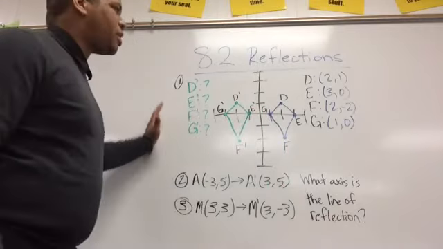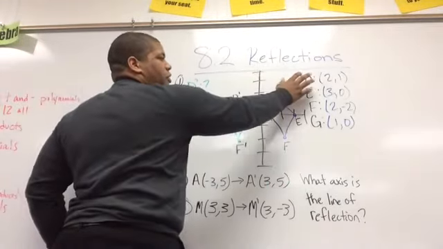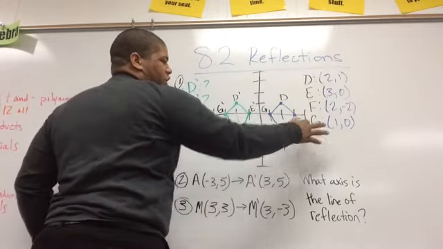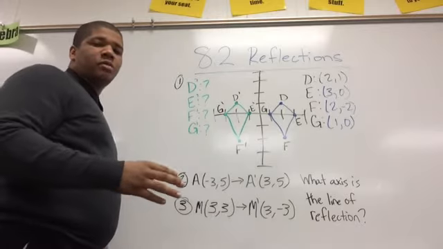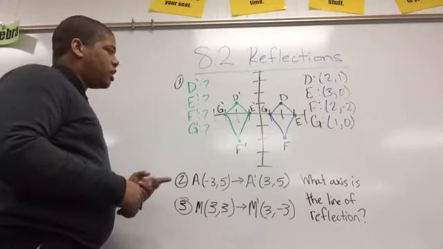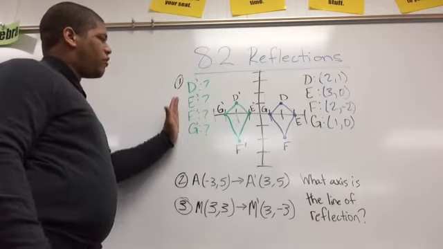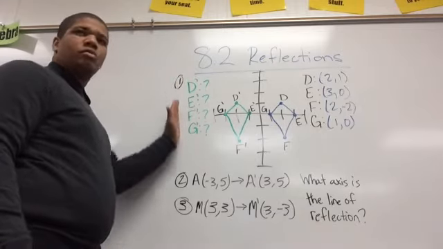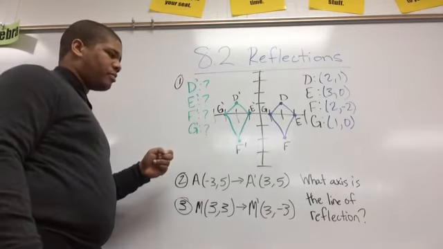Here are your practice problems for tonight. On the first one, I give you points D, E, F, and G, and also give you the figures. All I want you to do is tell me what is the line of reflection, give me the algebraic expression, and figure out the new points for D prime, E prime, F prime, and G prime.